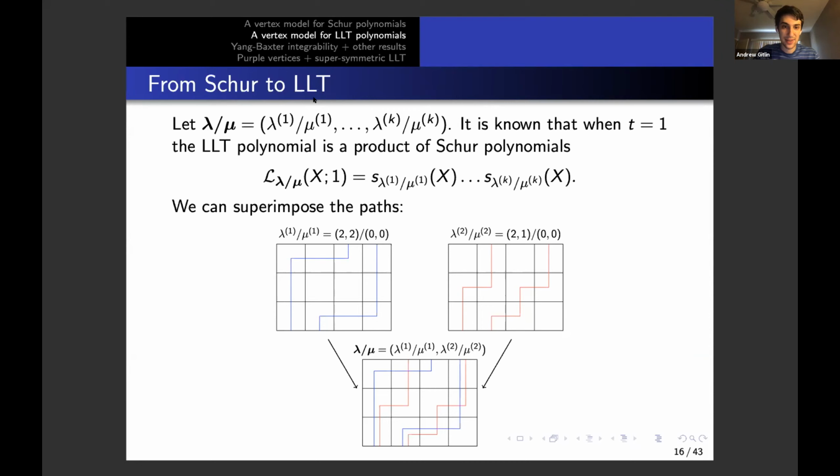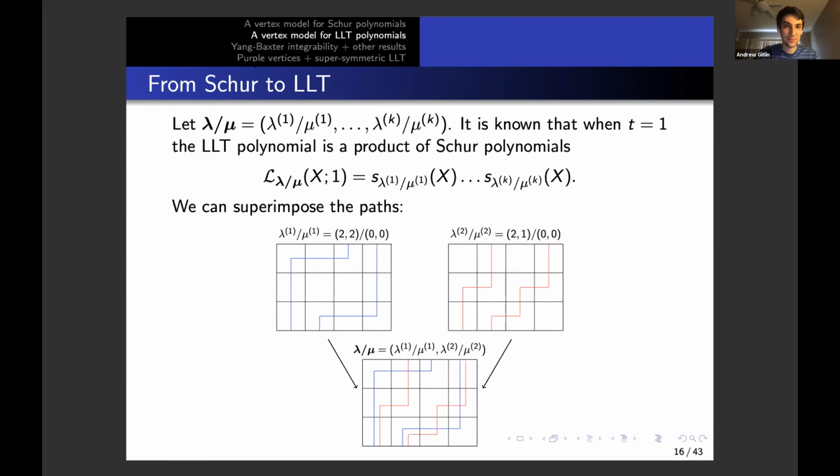So for instance, what I'm saying is every time a path exits to the right in row i, I should pick up an x_i, and I should do that for each color individually. So for example, in that box, both red and blue are exiting to the right, so I should pick up an x1 squared from that vertex. And then if I do that for every single box individually, that'll give me the weight of the configuration, and the partition function for that will be the LLT polynomial with t equals 1.